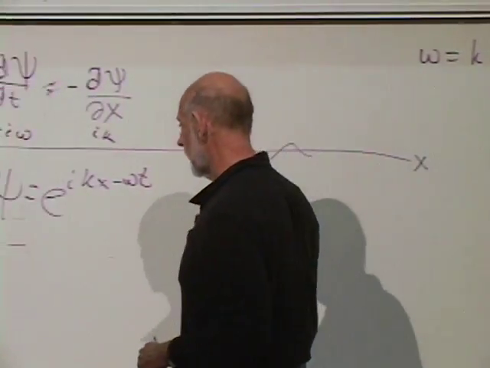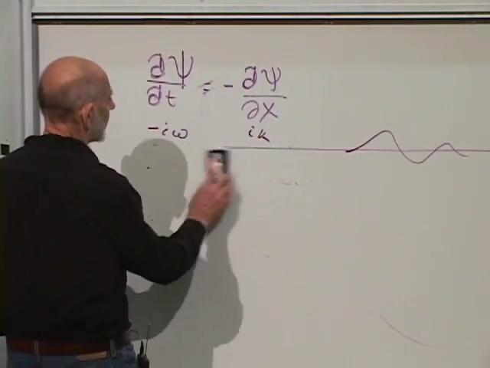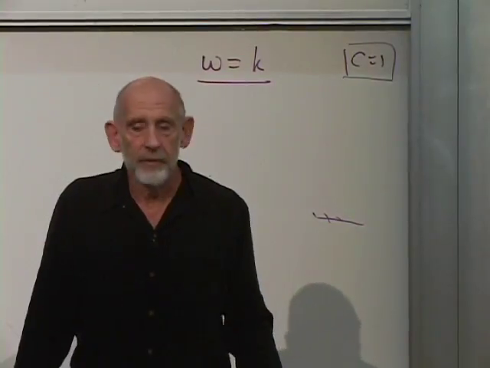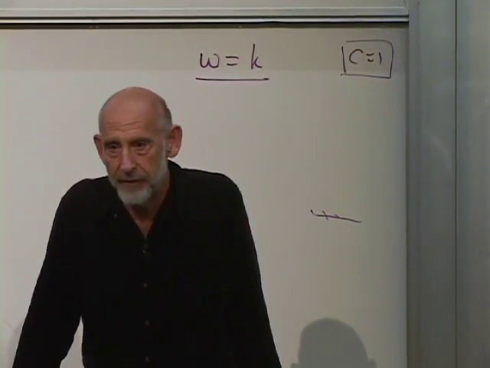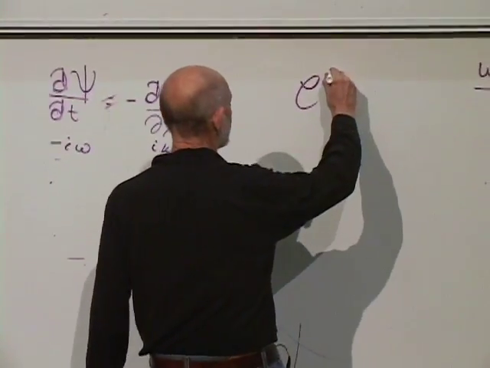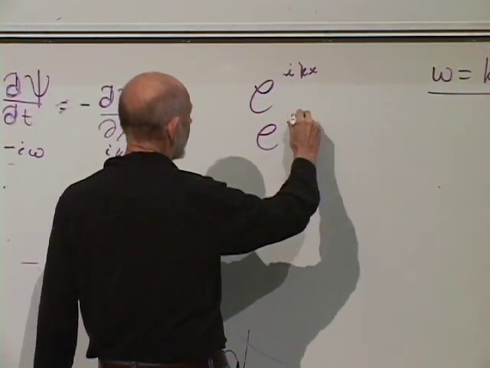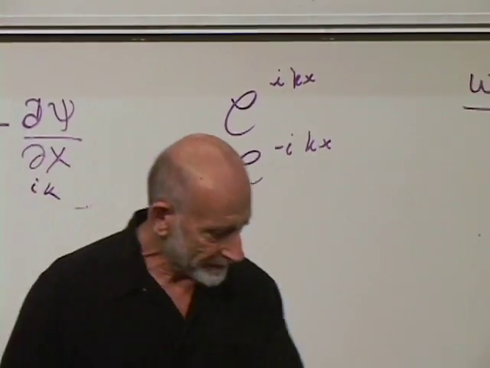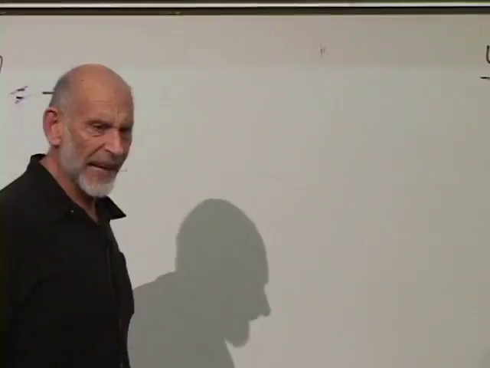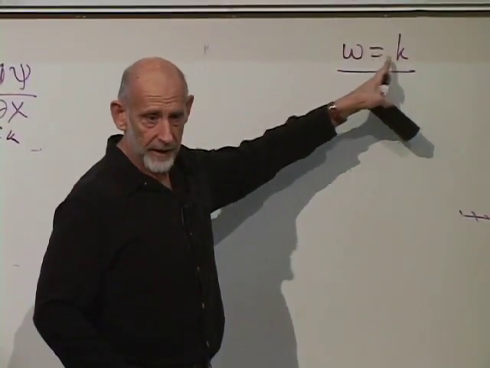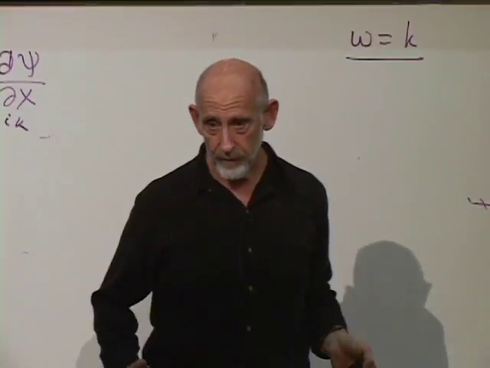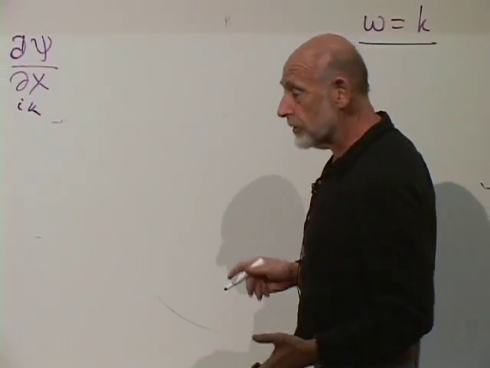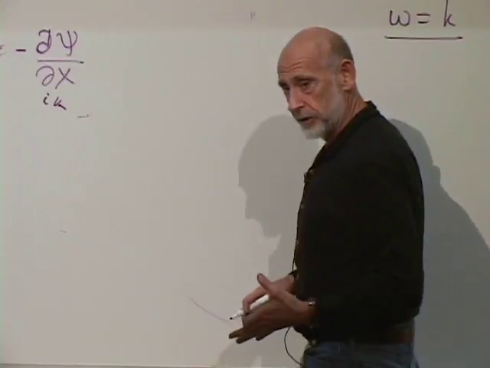Okay, now there's something a little bit crazy about this. Omega equals k. Energy equals momentum. Can k be negative? Sure, why not? I can write e to the i kx, and I can also write e to the minus i kx. I can write both possibilities. But there's something a little bit dangerous about negative values of k. They carry negative values of omega, and negative values of omega mean what? Negative energy. So this equation describes electrons of positive and negative energy.